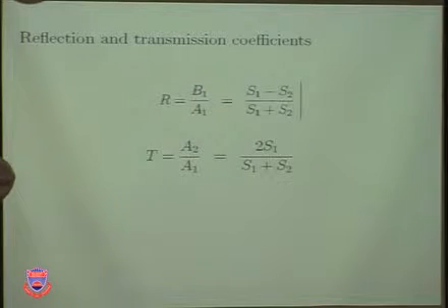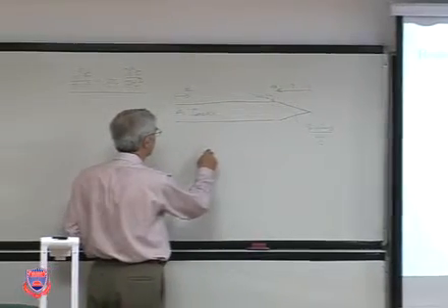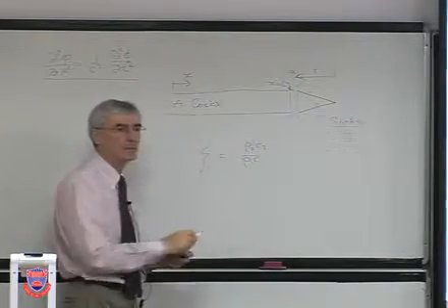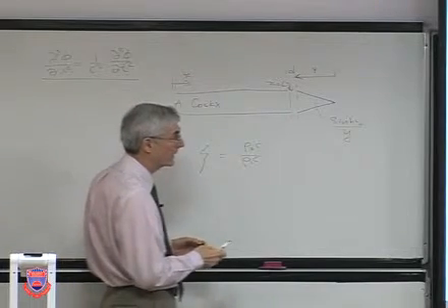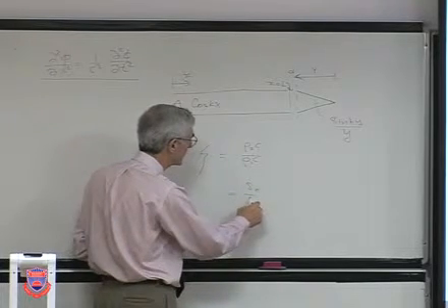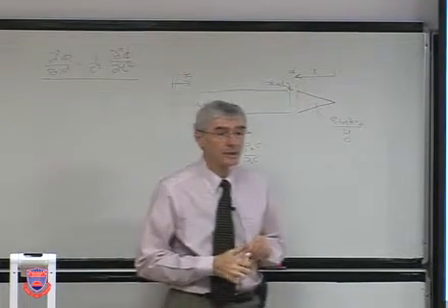Now, do you see anything familiar here? Think about it. It's like zeta, right? We use different expressions. What was zeta? It was the ratio of the specific acoustic impedances. So in this case, what would it be? It would be S2 over S1. What does that tell you?